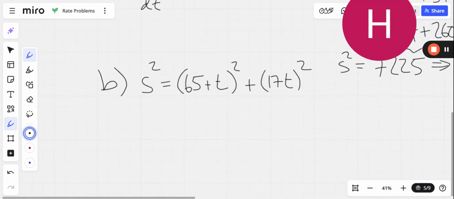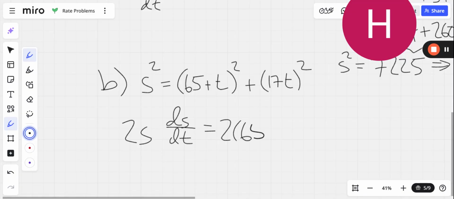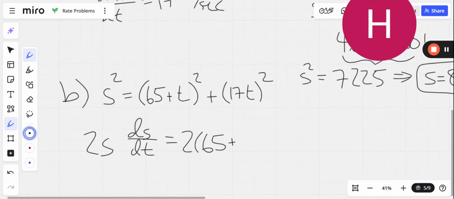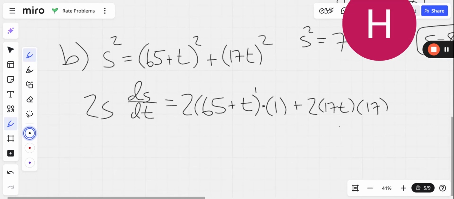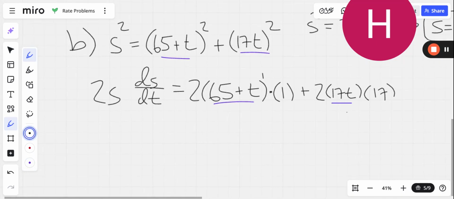If we take a derivative of both sides, we're going to get 2s ds/dt, that's what we're after here, equals 2 times (65 plus t) to the 1 power times 1, because that's the derivative of the height, plus 2 times 17t times the derivative of the inside, which is 17. Now remember that 65 plus t and 17t represent the actual distances at that moment, which we already have.